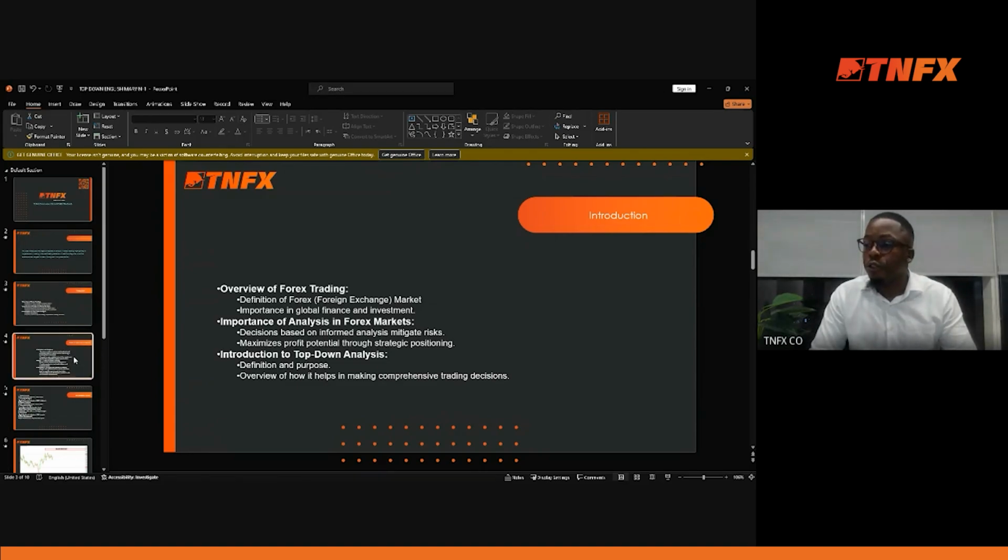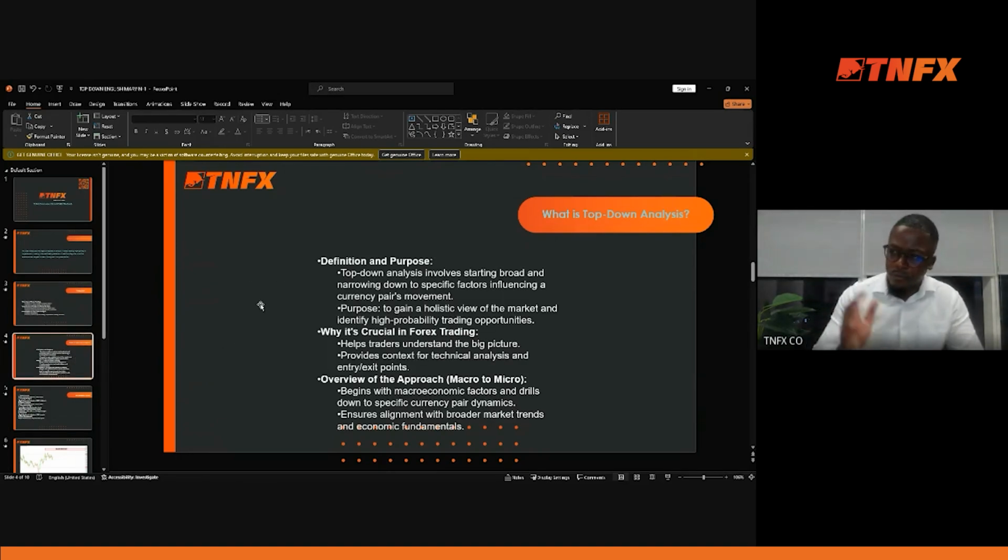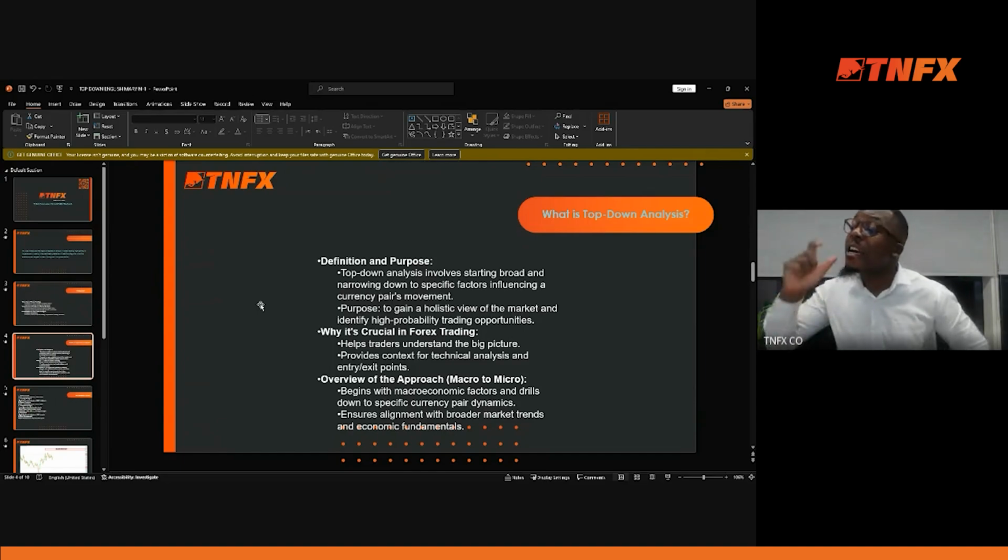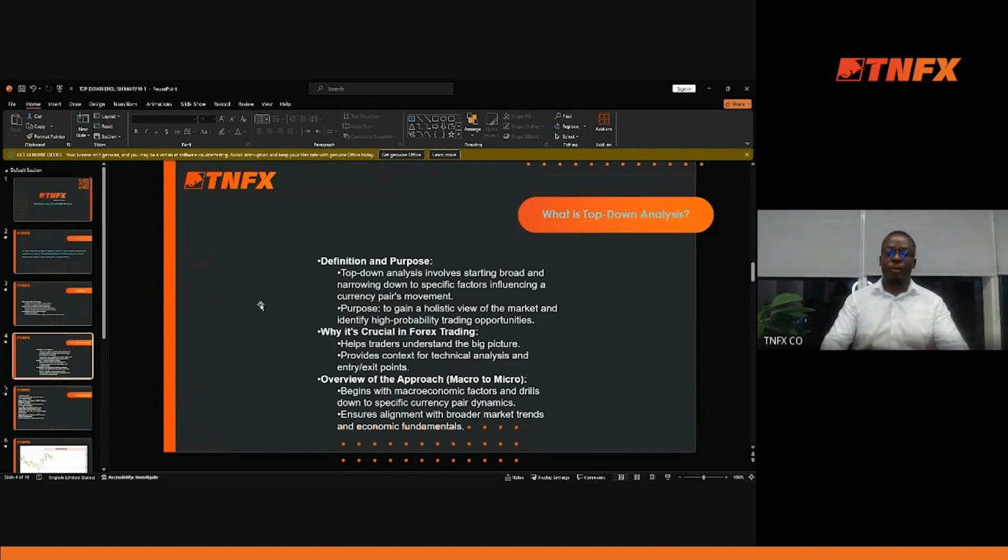So we'll move to the next slide. What is top-down analysis? The definition and purpose. Top-down analysis involves studying the broad market and narrowing down to specific factors influencing currency pair movements. Purpose: to gain a holistic view of the market and identify high probability trading opportunities.